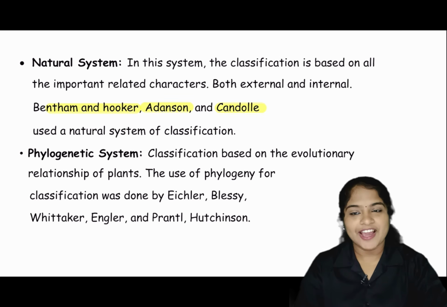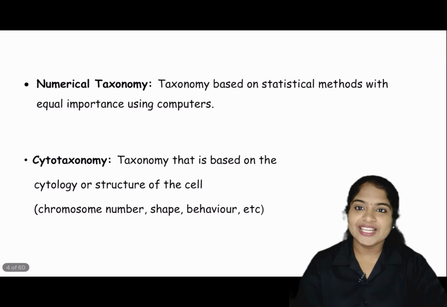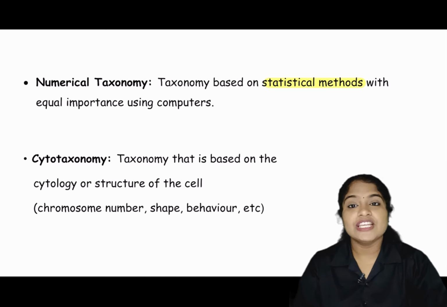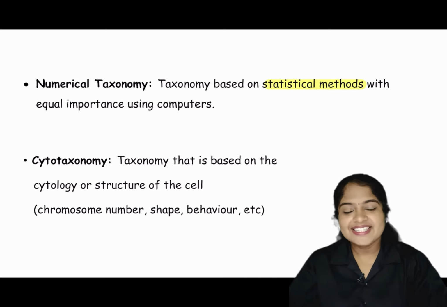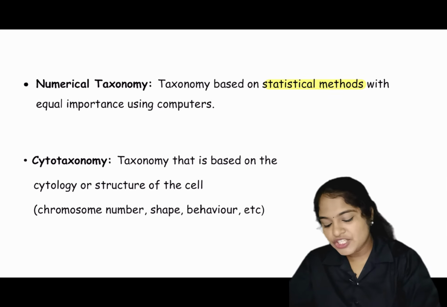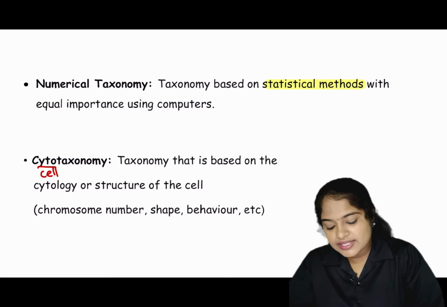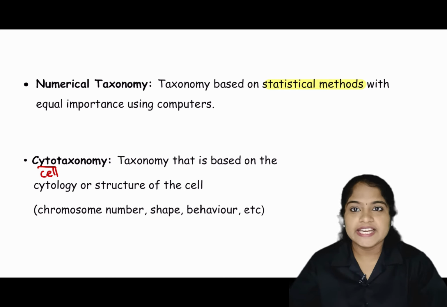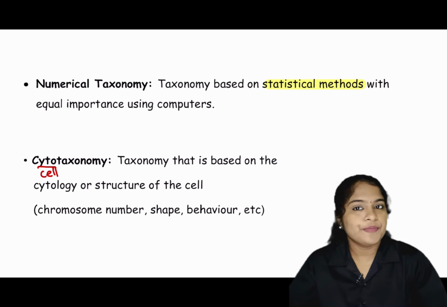Next system is the phylogenetic system of classification, and this is based on the evolutionary relationship of plants. Next is numerical taxonomy, and it is based on statistical methods using computers. Next is cytotaxonomy. Cyto means cell, so this is related to the cell. It is the taxonomy based on the structure of the cell, like chromosome number, shape, or behavior, etc.